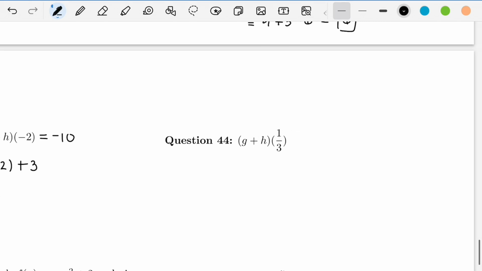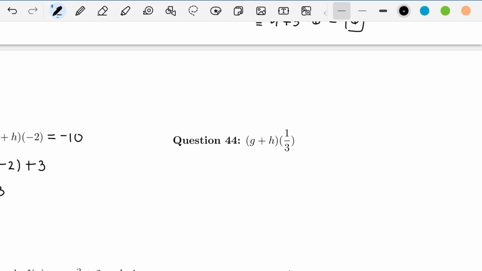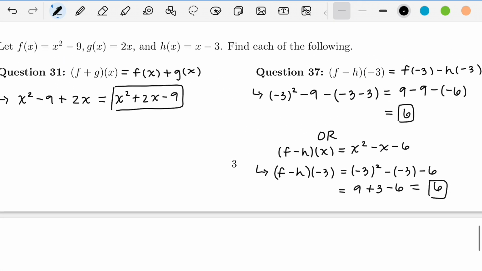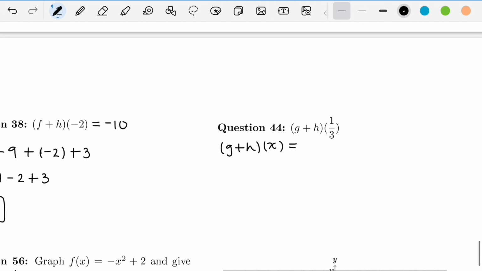Now for this next question here, we want to add these two polynomial functions together and evaluate the result at x is equal to 1/3. And so for this one, that's exactly what I'm going to do, and we'll see why in a moment. So first, let's find the sum of these two polynomial functions. So this will be g of x, which is 2x plus h of x, which is x minus 3. So this will be 2x plus x plus 3, which gives us 3x plus 3.